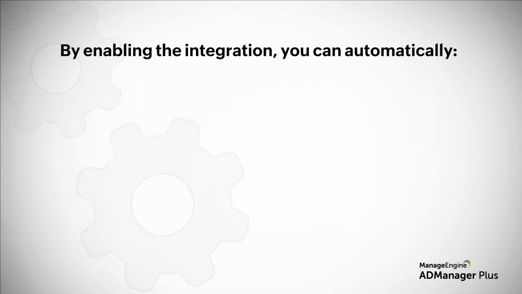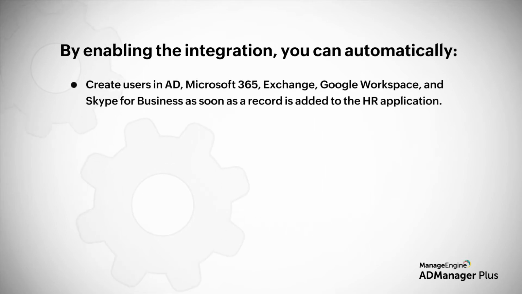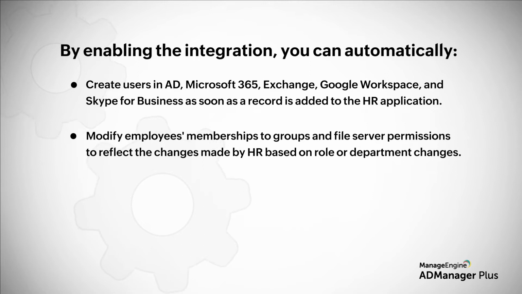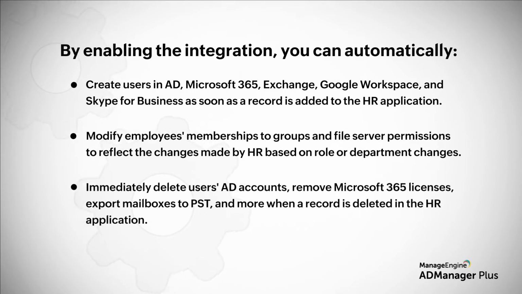By enabling the integrations, you can automatically create users in AD, Microsoft 365, Exchange, Google Workspace, and Skype for Business as soon as a record is added to the HR application. Second, modify employees' memberships to groups and file server permissions to reflect the changes made by the HR based on role or department changes. And thirdly, immediately delete users' AD accounts, remove Microsoft 365 licenses, export mailboxes to PST, and more when a record is deleted in the HR application.